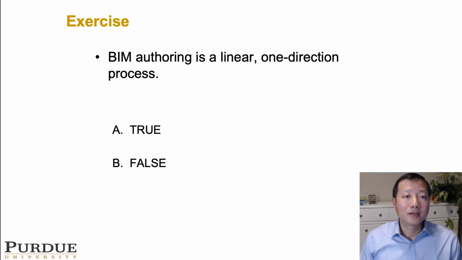All right, so here's the closing exercise. Is BIM authoring a linear, one-directional process? I hope your answer is false. Apparently, BIM authoring is not a linear, one-directional process. It is not linear because we can have many repetitions and cycles embedded in the process. It is not one-directional because we can always go back, make a revision, and move on when we are satisfied.